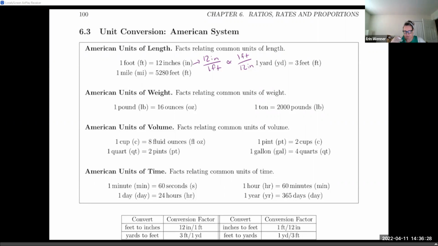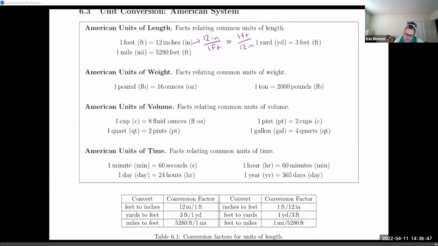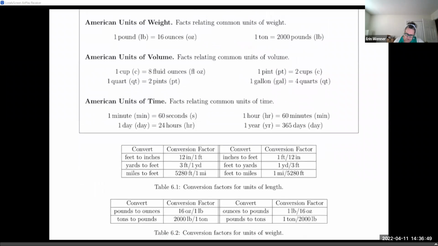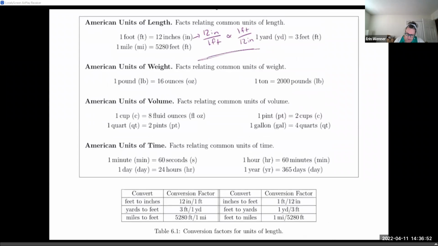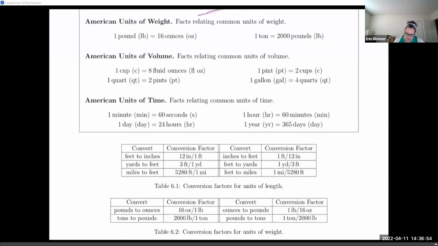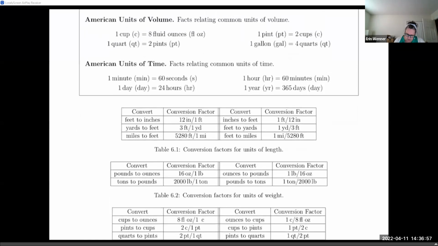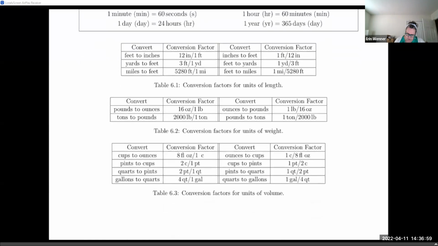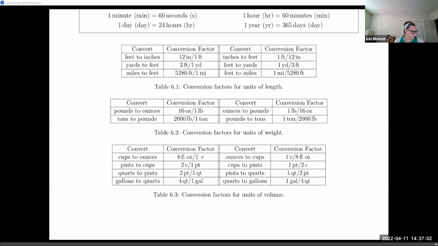and then we could easily go from miles to yards using the relationship that we already know with feet. And then we've got units of weight, so pounds and ounces, or tons and pounds, volume, so liquid volume, and then units of time. And then we've got these, so this ratio that I wrote up here are also referred to as conversion factors. So those are going to be really helpful for us, and we're going to use those on our next page.